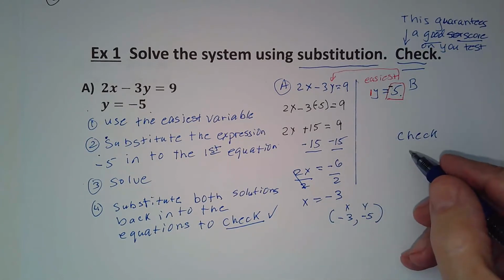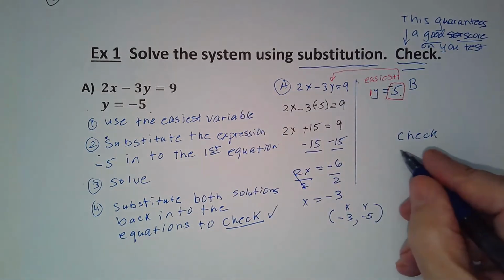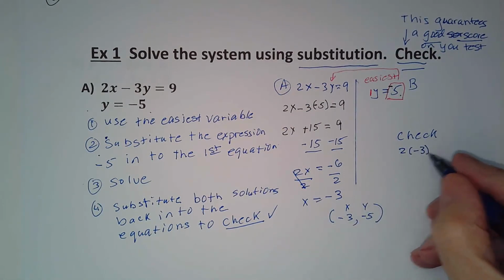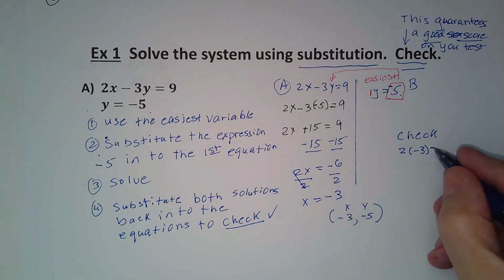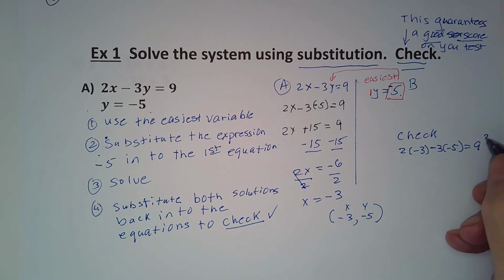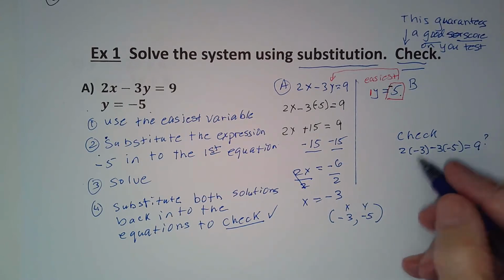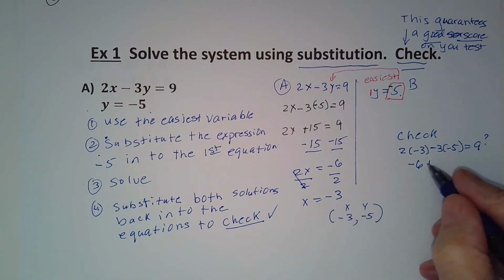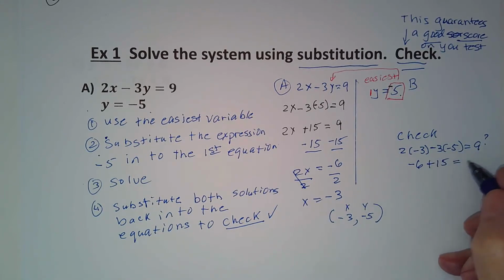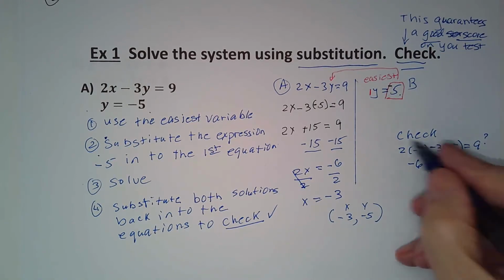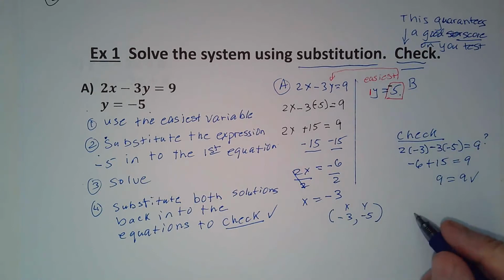Checking here, we're going to start out with the first equation, which was 2, and this time our x is negative 3, minus 3, and our y is negative 5, and that should equal 9. Let's hope it does. Okay, so 2 times negative 3 is negative 6. Negative 3 times negative 5 is positive 15. Does that equal 9? Yes, it does. So it checks. That's the first equation.